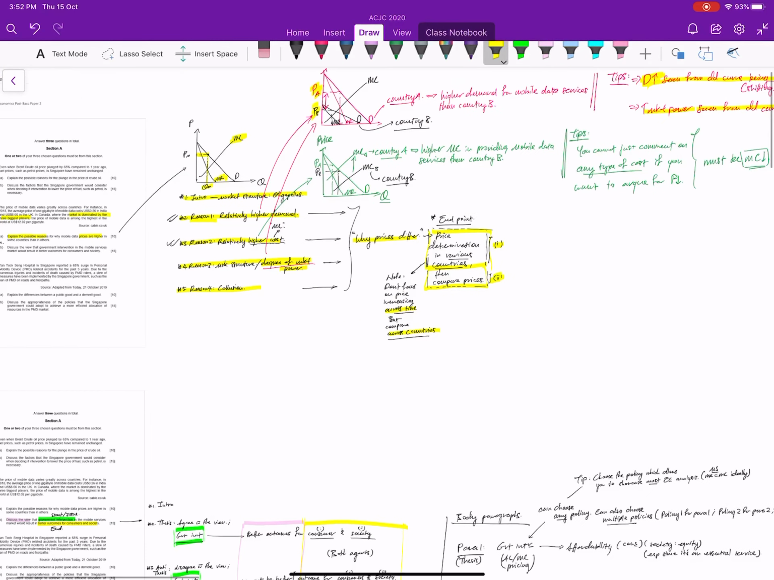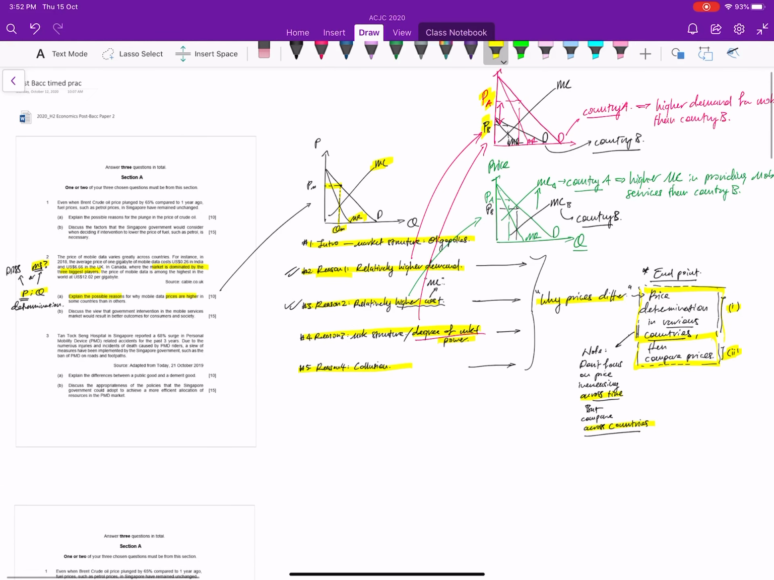Okay, so that's all for question 2A. If you want to know how this is written in prose, please look for the answer key.